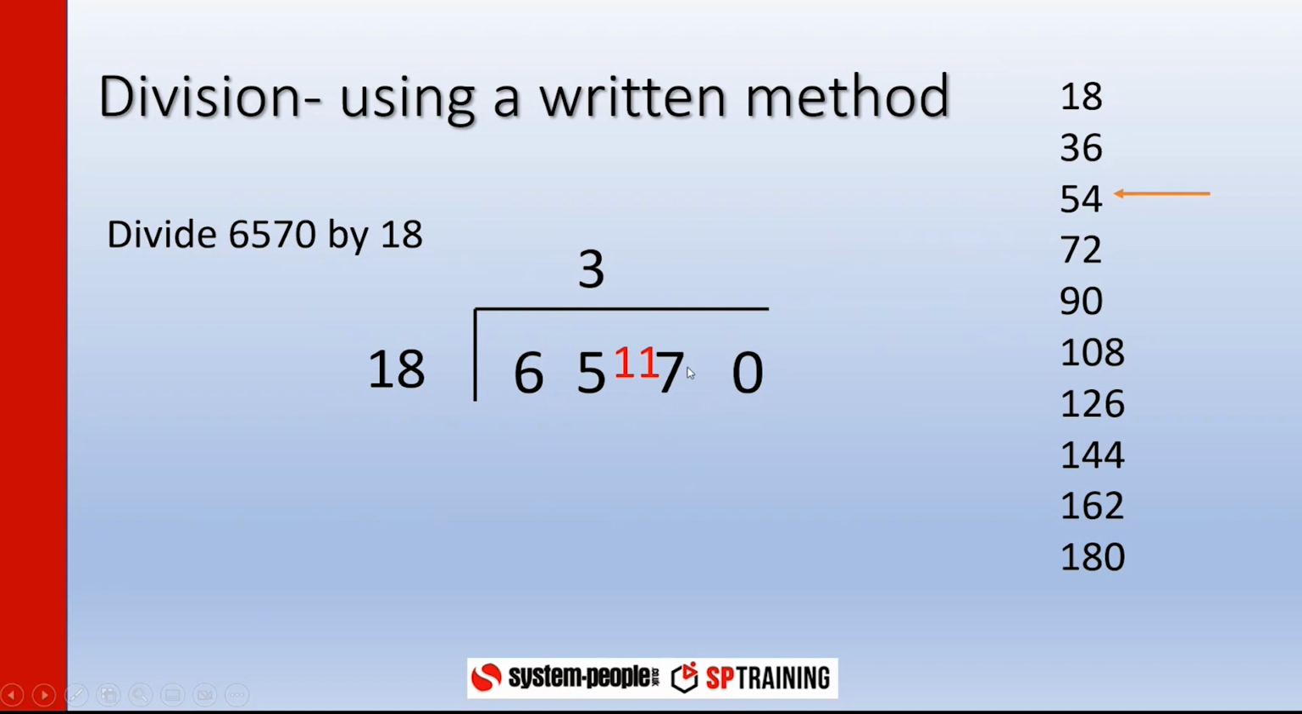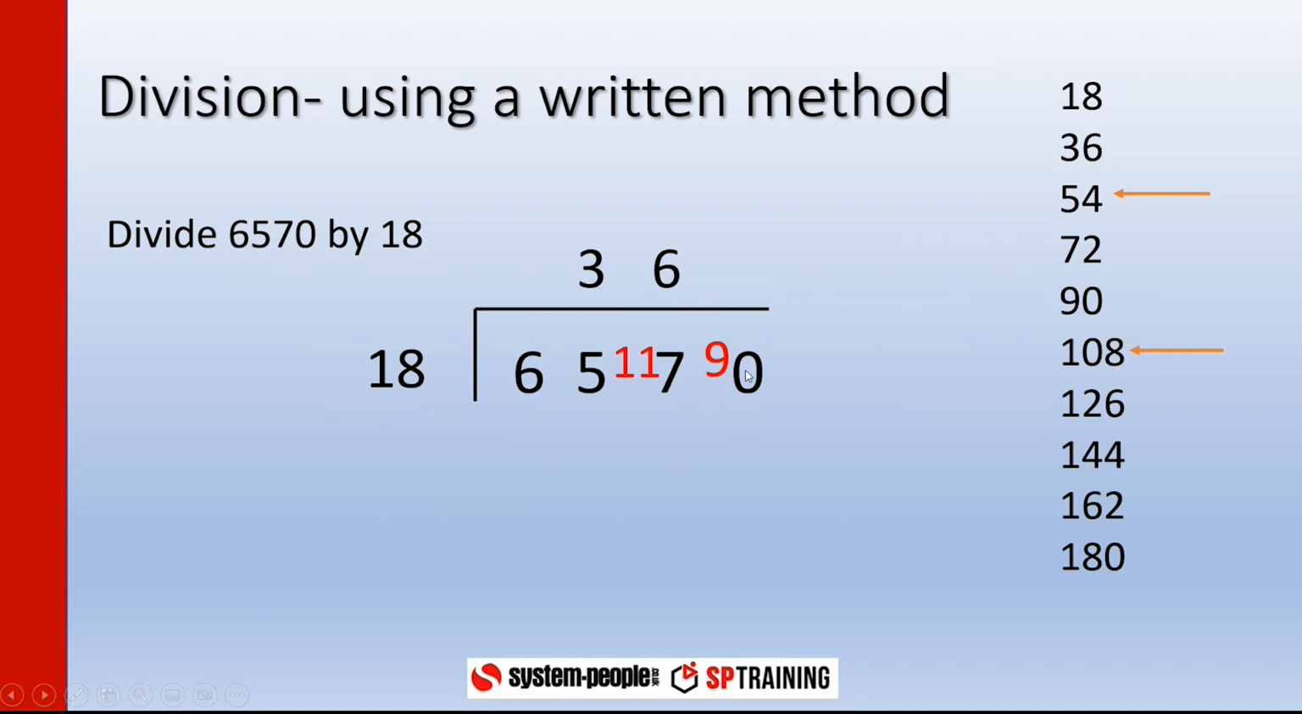And now we've got 117 divided by 18. So we go down the list again, and we're looking for one that's below. 126 is too much, so it's 108 we're looking at. And again, we count up the number of 18s below it and we find that it is 6. And then we've got to think of the difference between 117 and 108. So 117 take away 108 is 9. So we carry 9 onto the units column here, and we've got 90 in this column.